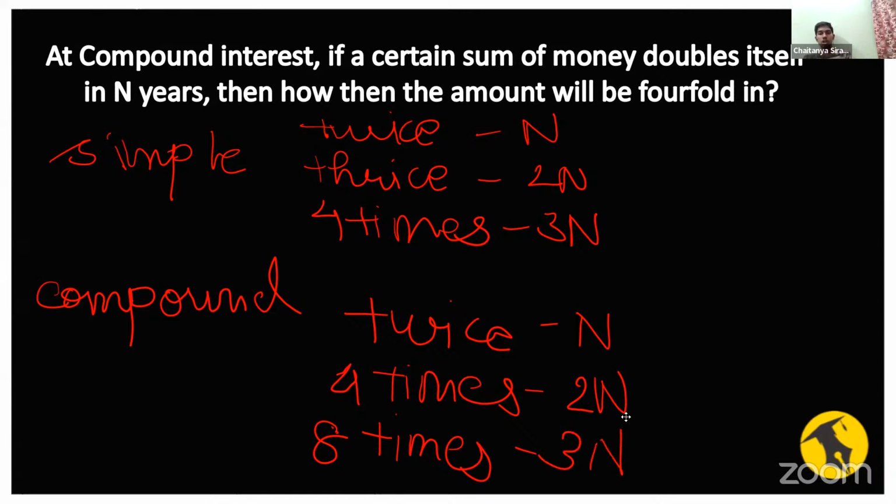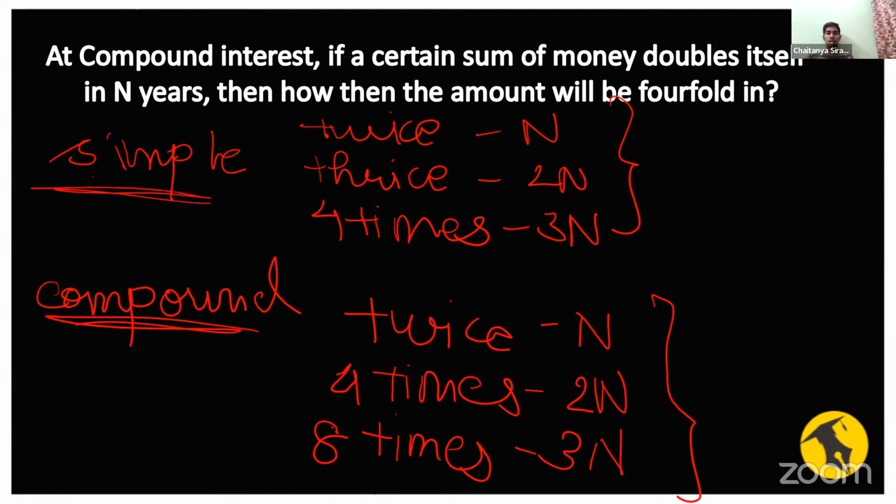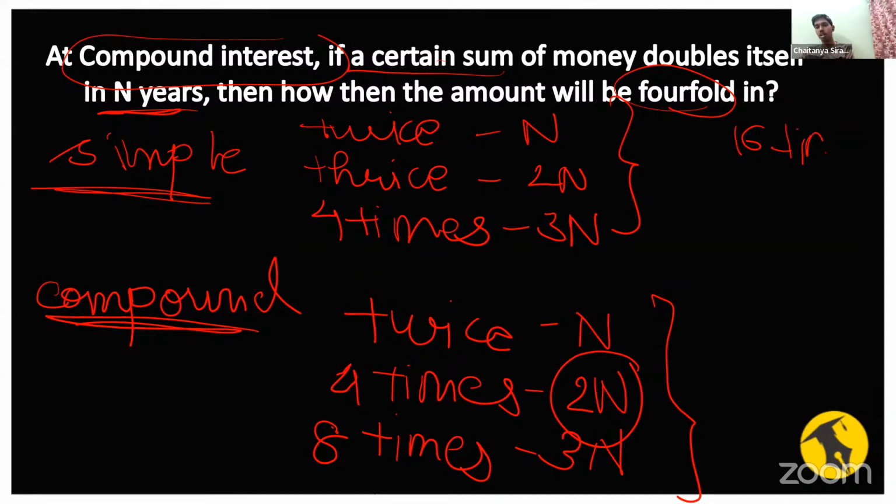All right, if you do a one-on-one comparison, now you understand why compound interest is much more preferable than simple interest. The question is already answered. If a certain amount doubles itself in n years, it would become fourfold in how many years? For compound interest, it is simply 2n years. But let's say you have been asked in how many years it becomes 16 times. I'm saying 16 times. So for simple interest, it would be 16 minus 1, 15n years.